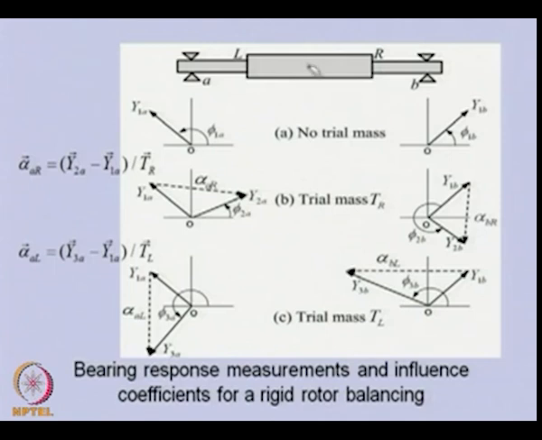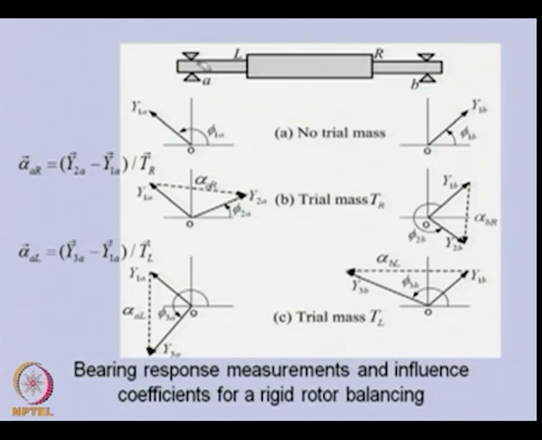Now the next time, what are we keeping? We are keeping a trial mass in one of the planes, let us say balancing plane R. This trial mass will be known in magnitude as well as in phase. The orientation, the angular location, will also be known, and in the rotor the angular location is always measured with respect to some fixed reference.